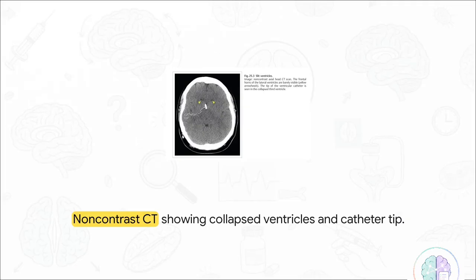And this beautiful watercolored visual perfectly illustrates exactly what we're talking about. If you look at this non-contrast axial head CT, you can see that the frontal horns of the lateral ventricles are barely even visible. They're just these tiny, tiny slits. You can also spot the tip of the ventricular catheter resting right in the middle of that collapsed third ventricle. It's a really striking image.